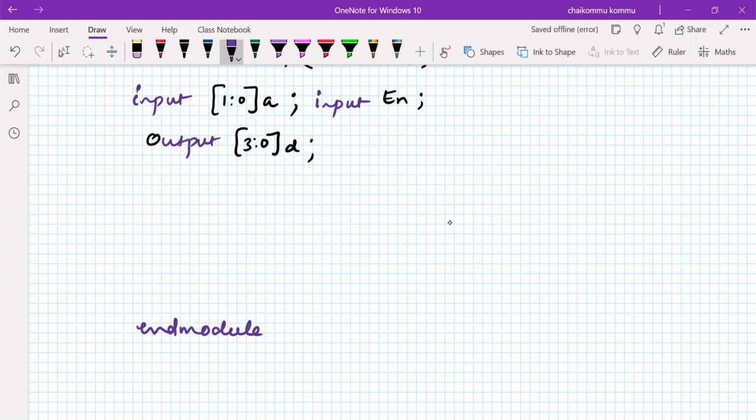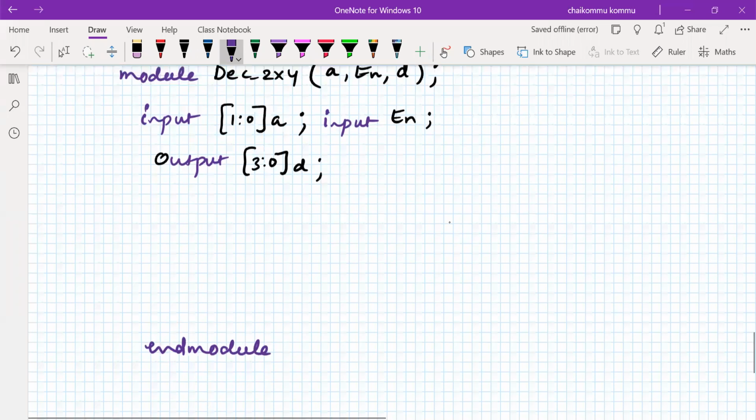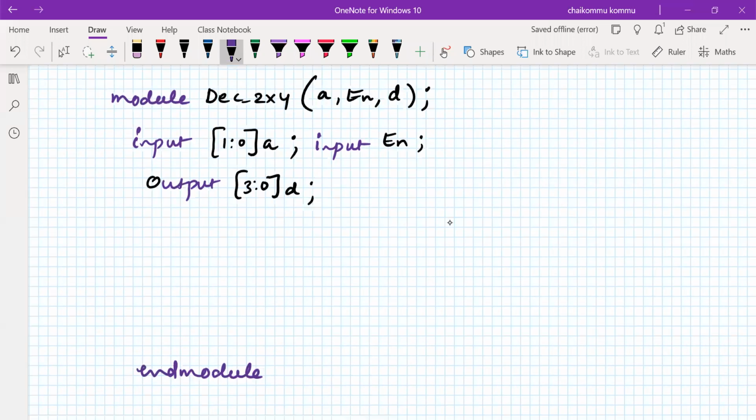So we don't bother about the internal circuitry, okay? Only the equations are necessary. Everybody knows that. What is the mathematical equation for that one? For example, D0 is equal to enable into A1 bar into A0 bar. D1 is equal to enable into A1 bar A0.